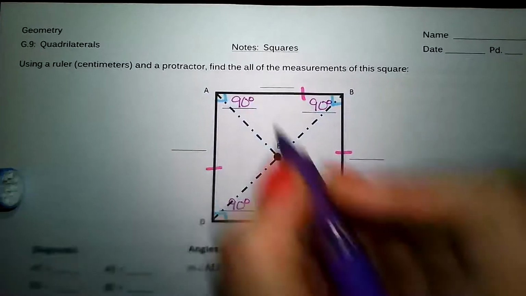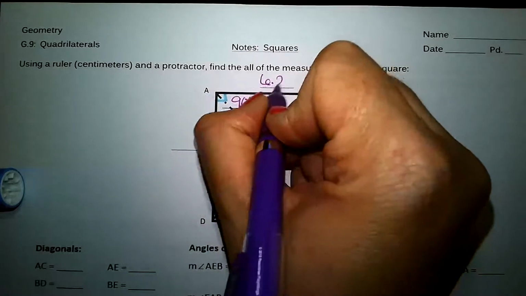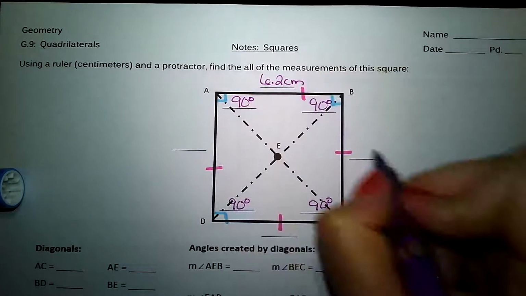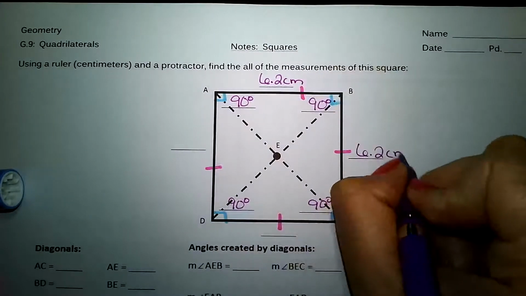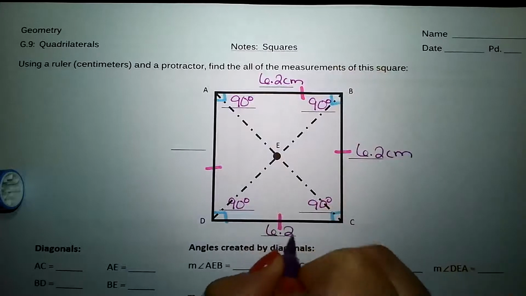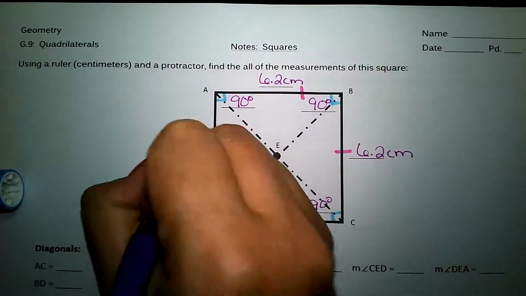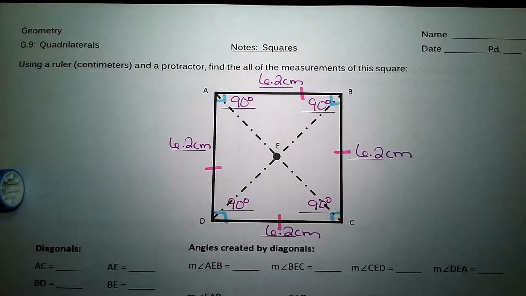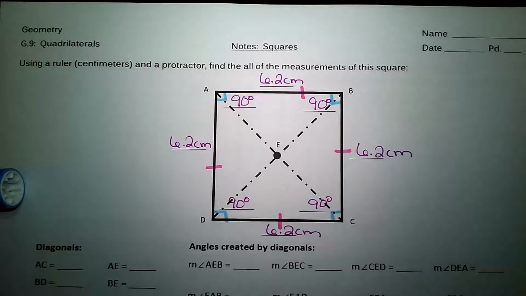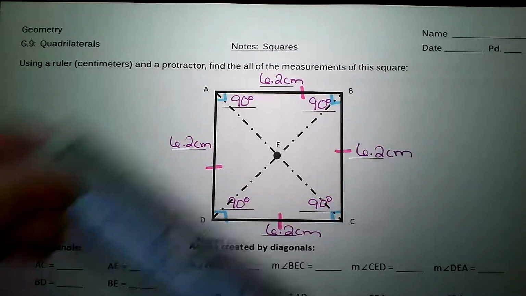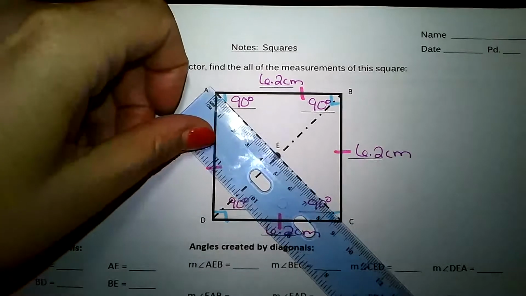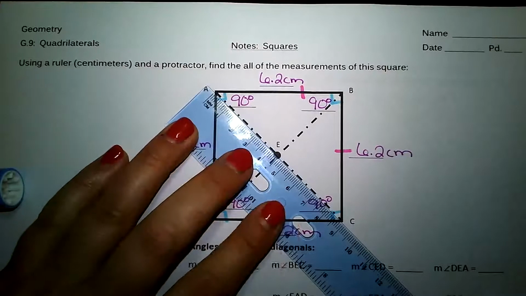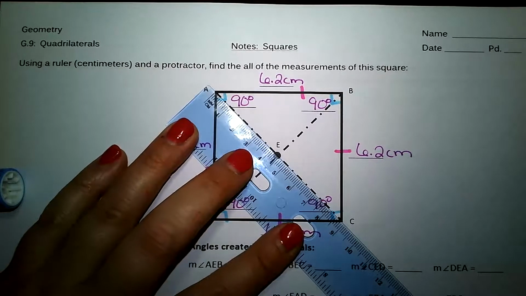Obviously, we're doing a little bit of rounding here. So if this piece is 6.2, then all 4 side measures are 6.2 because you already know that a square has 4 equal sides. Okay. Now, let's take on this diagonal work again. Diagonal from A to C. You could measure it. I'm going to go ahead and measure it, and then we're going to see how accurate that was.